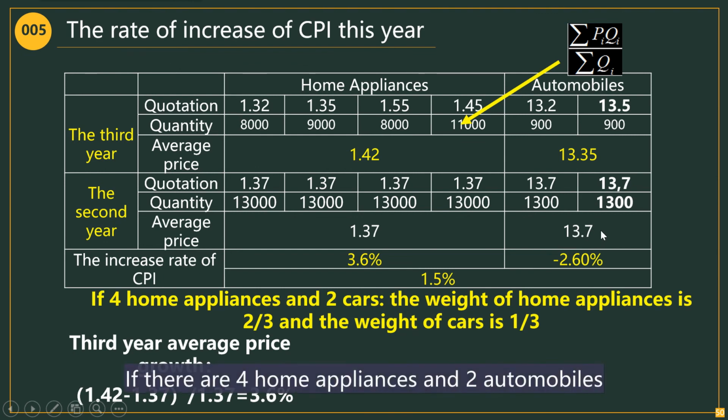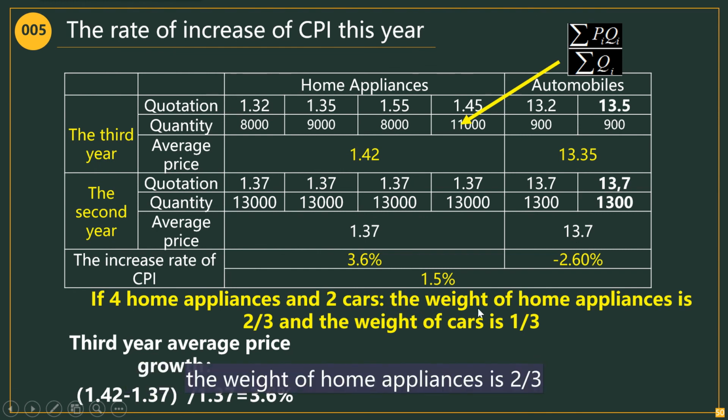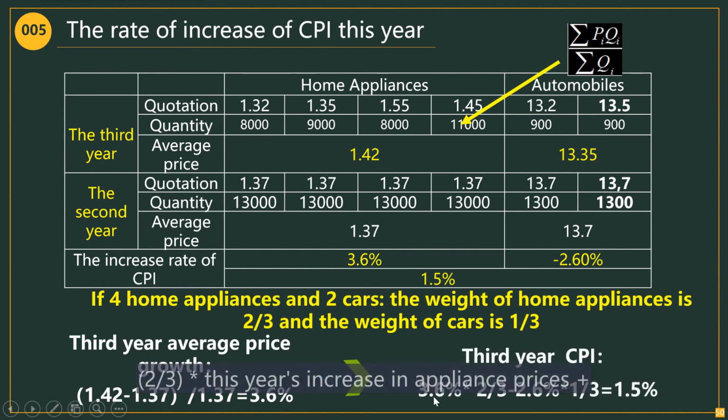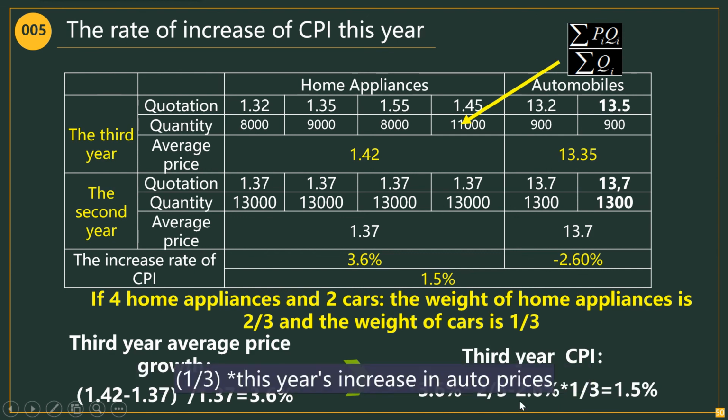If there are 4 home appliances and 2 automobiles, the weight of home appliances is 2/3, and the weight of automobiles is 1/3. CPI increase is equal to 2/3 times this year's increase in appliance prices plus 1/3 times this year's increase in auto prices.